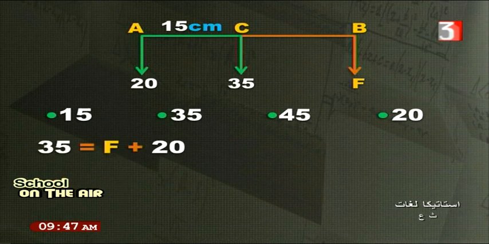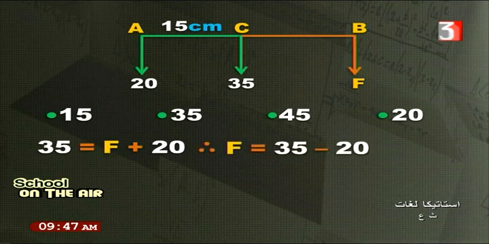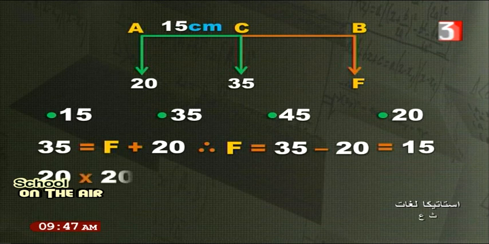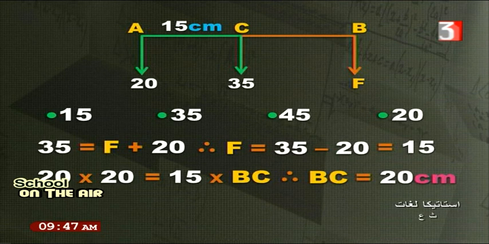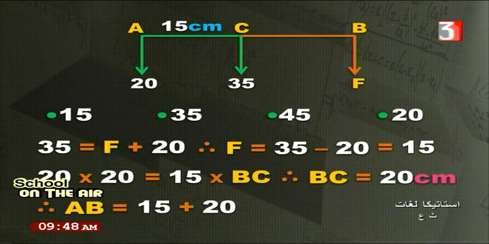35 equals F plus 20. Therefore, F equals 15. But we know that 20 times AC equals F times BC. Therefore, 20 times 15 equals F times BC. BC equals 20. Therefore, AB in total equals 35 centimeters.